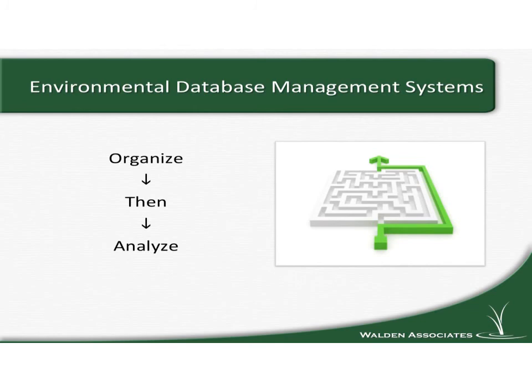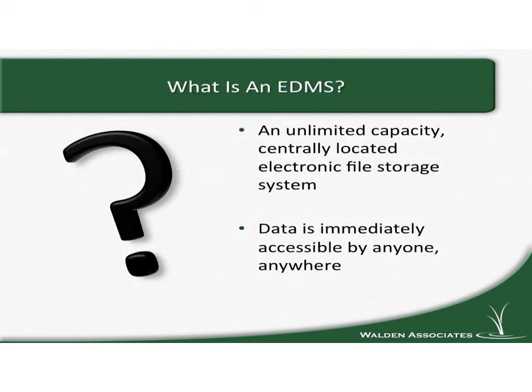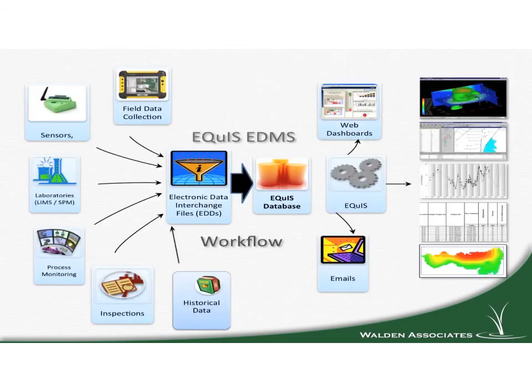Well, it starts with organization. An environmental database management system, or EDMS, is essentially a centrally located electronic file storage unit with virtually unlimited capacity for expansion. It's a database. Unlike traditional physical filing storage systems, the electronic nature of an EDMS makes data immediately accessible by anyone who needs it, regardless of where they are located. With an EDMS, you can essentially merge data from lots of different sources. You can make it accessible to your users, and then you can allow them to interact with the data through the analysis software packages that they use most.